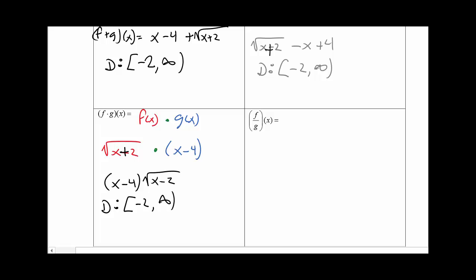Looking at the quotient case then. So quotient case, we want f on top and g on bottom. Okay, so that would look like the square root of x plus 2 over x minus 4. Okay, well now we picked up a new restriction. We still have that the domain starts at negative 2 out to infinity. But now dealing with the fraction, I want to figure out what's going to make the denominator equal 0. And that's, of course, when x equals 4.